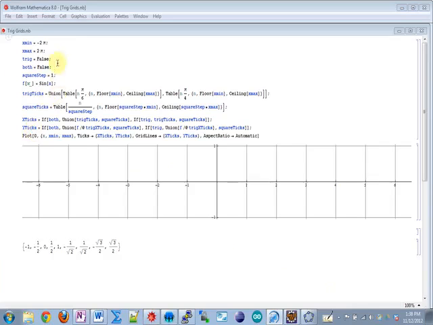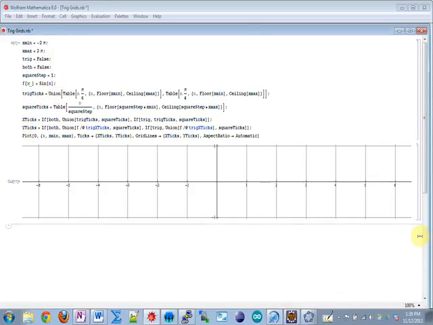I wrote up some Mathematica code today. Like 10 minutes. Look, it's not very much code.